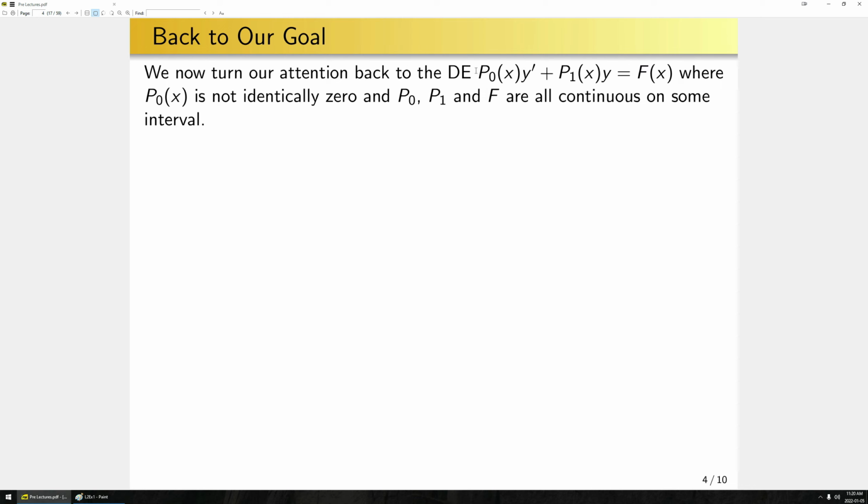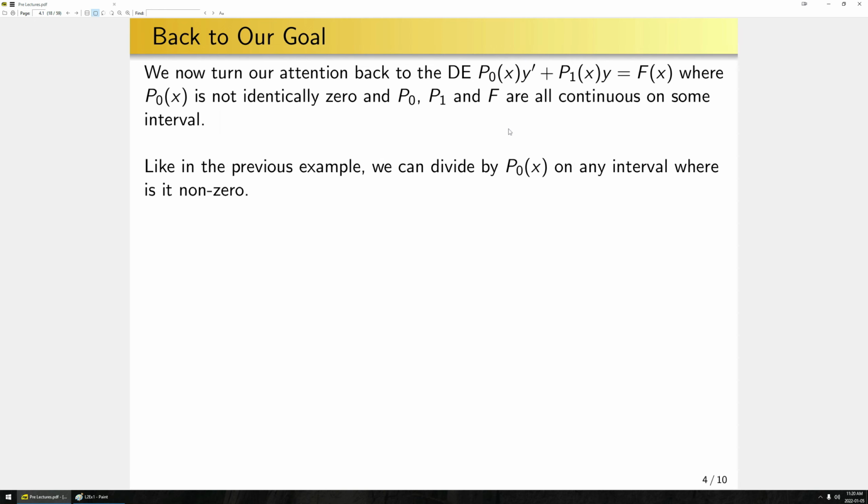So previously, in the previous example, to get rid of this p naught of x, I simply divided by p naught of x. In general, that method will work on any interval such that p naught of x is non-zero. So like in the previous example, we can always divide by p naught of x on any interval where it is non-zero. And we're guaranteed that such an interval will exist since p naught of x is not identically 0, and it is continuous. So that gives me the existence of such an interval.